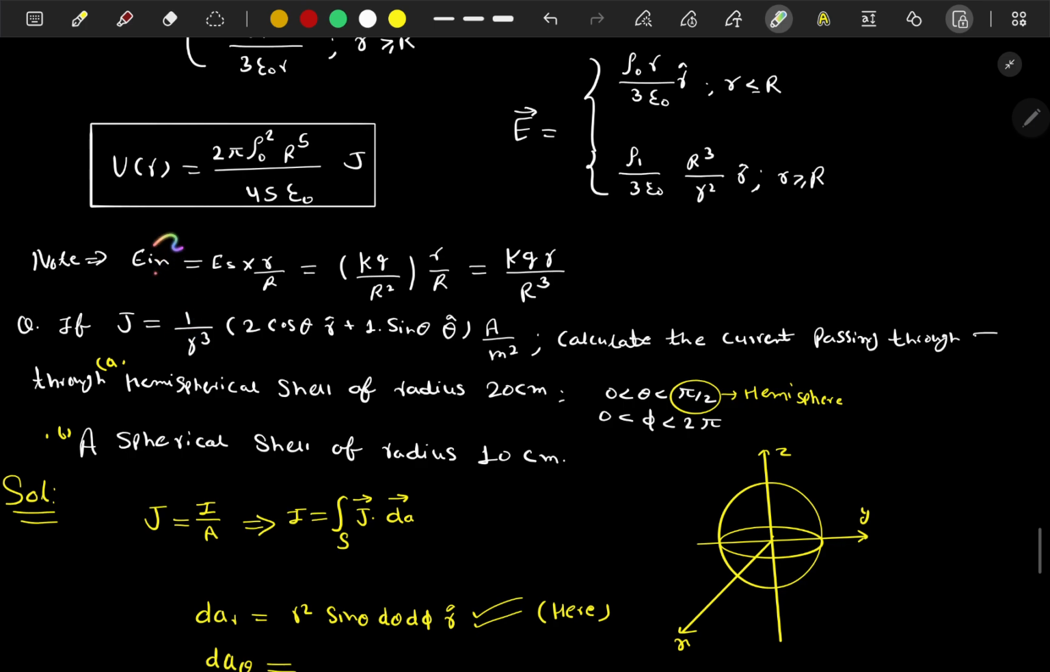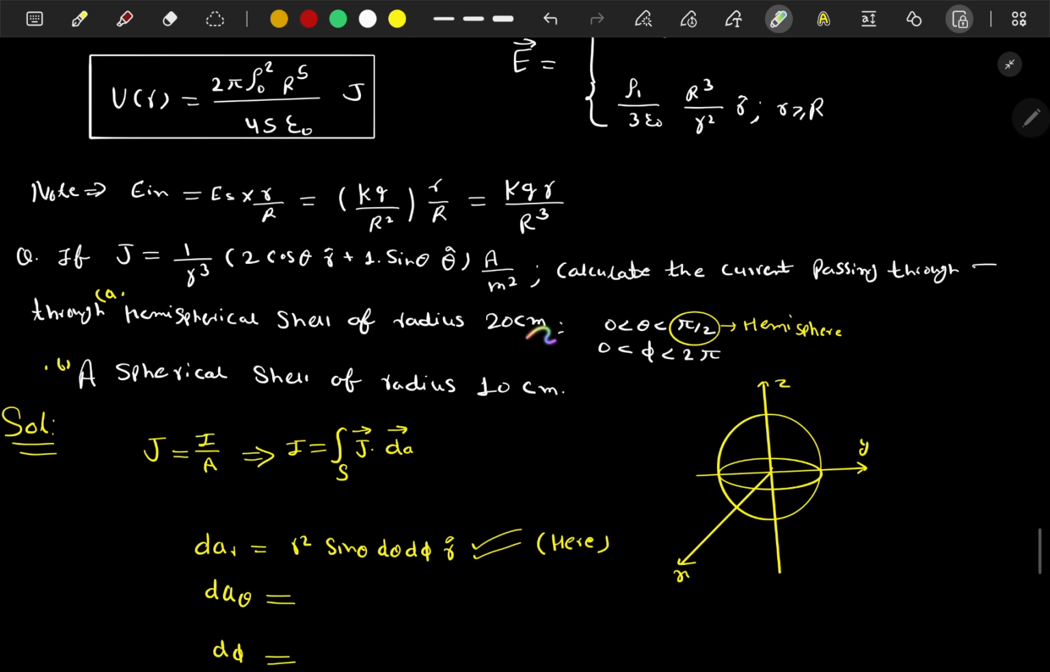Now, the electric field inside a uniformly charged sphere is E surface multiplied by r by r. So it will be written as kq upon r square times r by r, and it can also be written as kq r upon r cube. Now if you have J as 1 by r cube, 2 cos theta r cap plus 1 sin theta theta cap amperes per meter square.